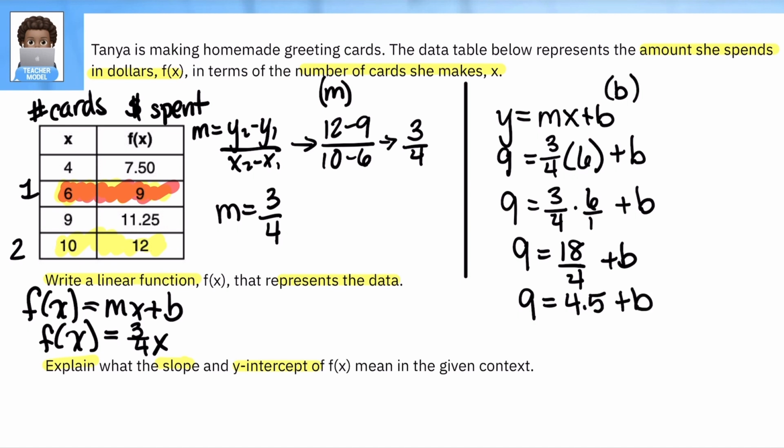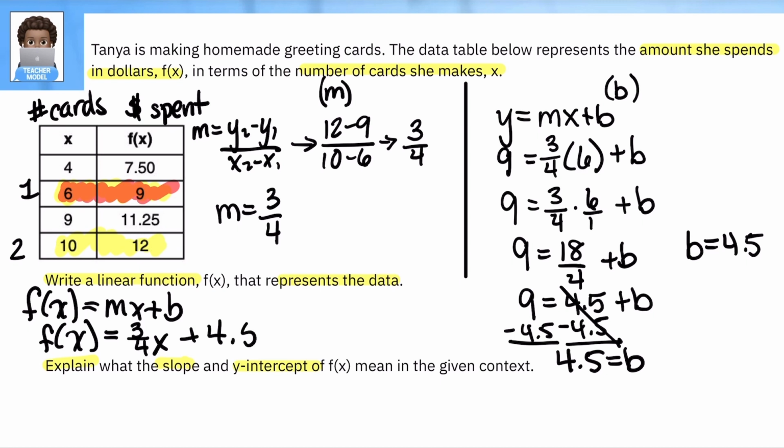plus b. Okay, let's isolate for b now. And 4.5 is equal to b. And so I have the last part I want. 4.5 is positive, so I'm going to put my linear function as f of x is equal to 3/4 x plus 4.5. All right, so what do these numbers mean in the context of the problem?